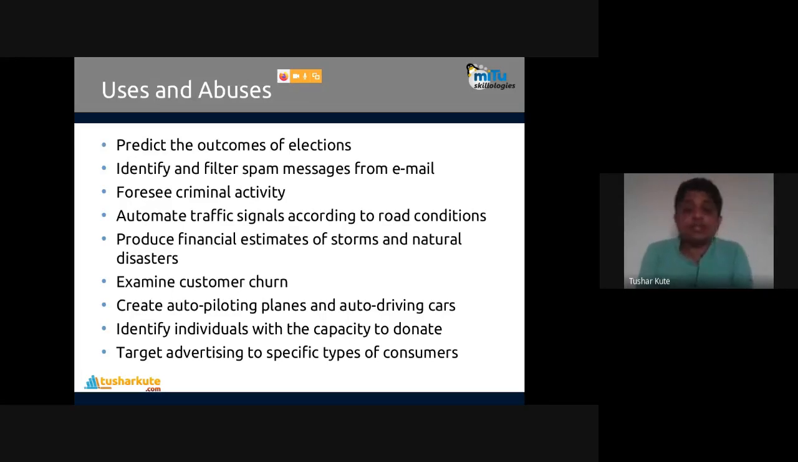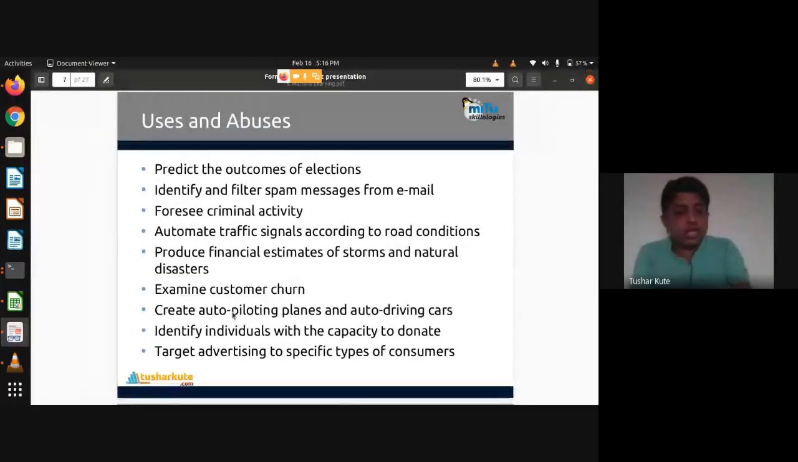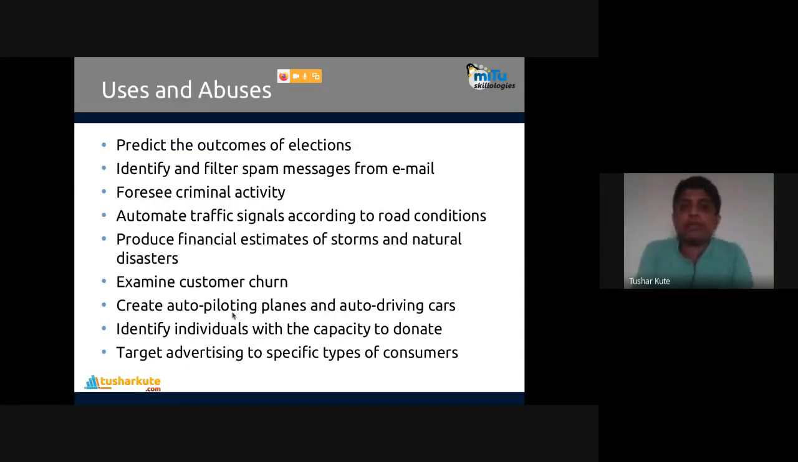Or you can identify and filter spam email from the received email. I have to filter whether a particular email is spam or not spam, and we can identify that with the help of machine learning techniques. We can foresee criminal activities. We can even automate the traffic signal according to the road conditions. Where a high amount of traffic is there, keep the green signal on for the maximum amount of time, and where traffic is low, keep the red signal on longer. This should be done automatically.